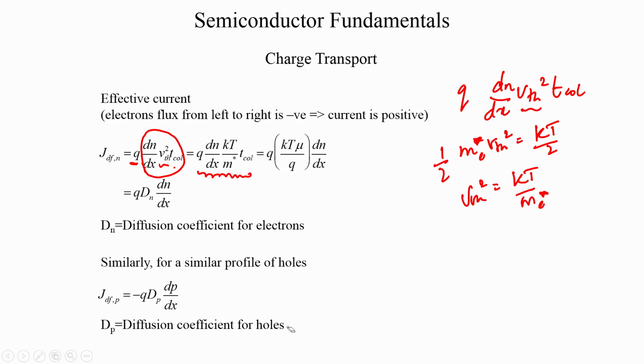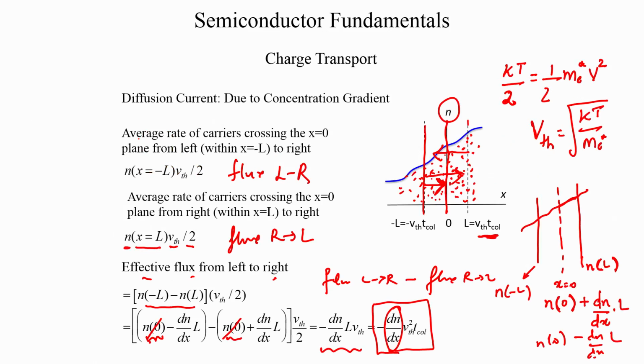Now, note what happened to the negative sign. If you look at the previous page, there was a negative sign here. That was to do with the effective flux, because there are fewer electrons here and more electrons there, therefore it is understandable that the effective flux was in this direction.